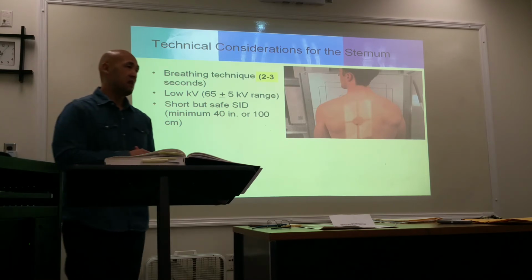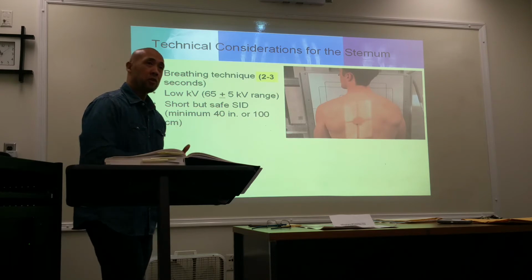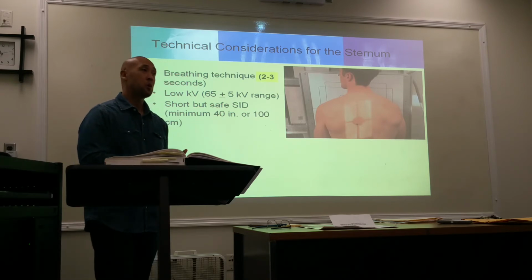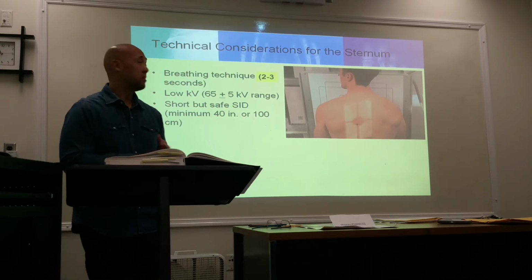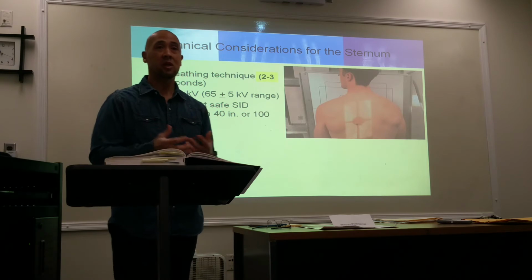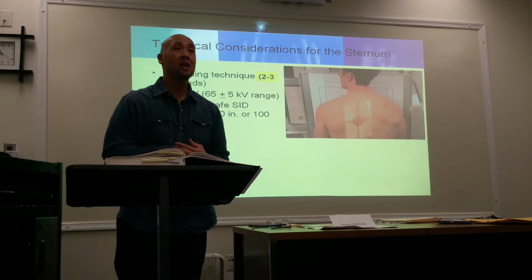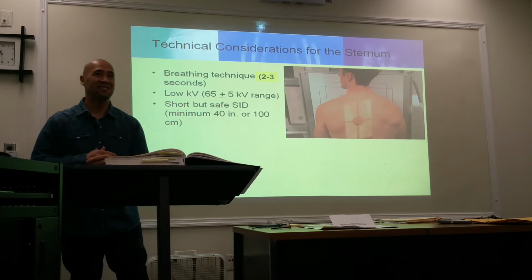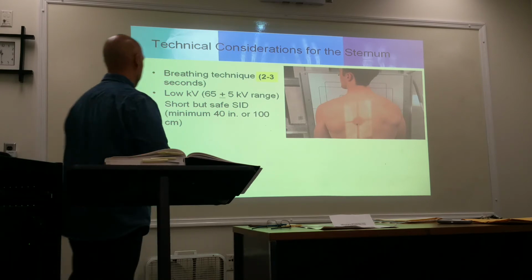We're not using high kV. The bony thorax, when we're looking at the ribs, when we're looking at the sternum, we're looking at bone. So we use low kVs. Low kVs give us what kind of contrast? High contrast. Again, we're focusing on bone, so we want short scale, high contrast.